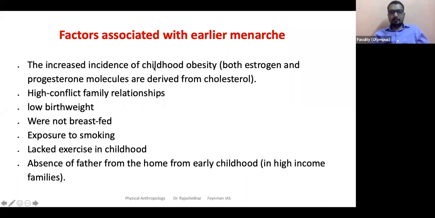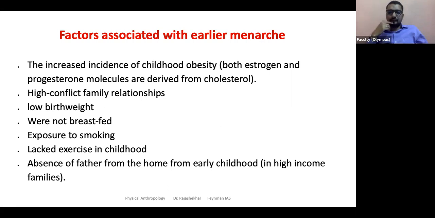Lack of exercise in childhood, related to obesity or fat accumulation. People who are not physically active can also have early menarche. And this is interesting, very difficult to correlate, but I have verified that from the literature as well: absence of the father from the home from early childhood. In high income families, absence of the father from the home from early childhood can also result in this.